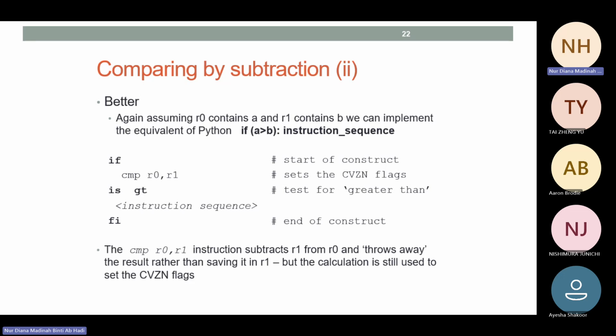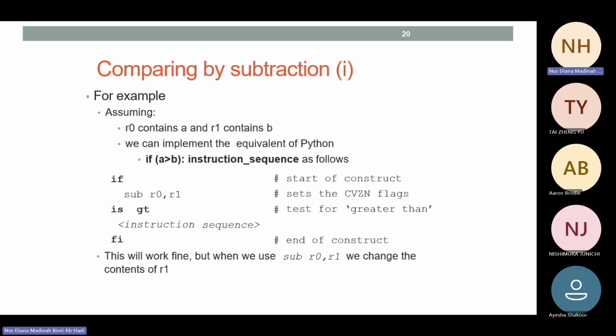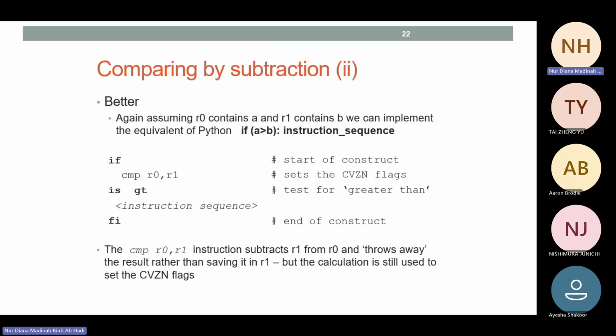Comparing is better when you assume R0 contains A and R1 contains B, so that we can implement the equivalent of your Python. Just now we were doing the subtraction only, but now we are using compare. Instead of using subtraction, we use compare. As usual we have our if, and where we had sub, we just change the instruction to compare.